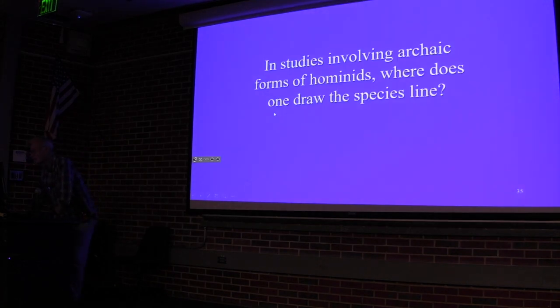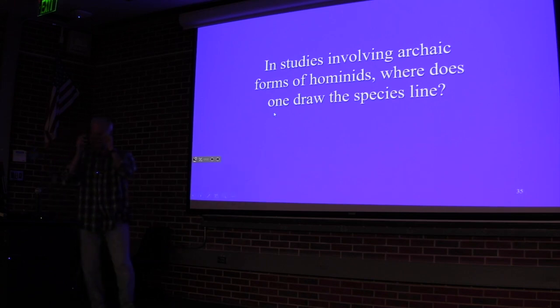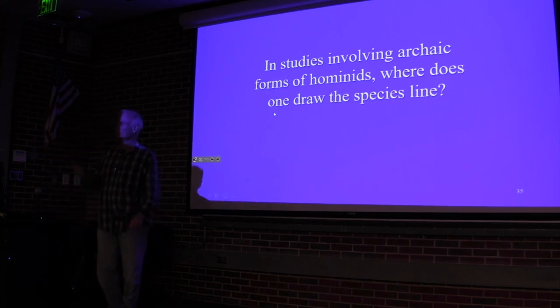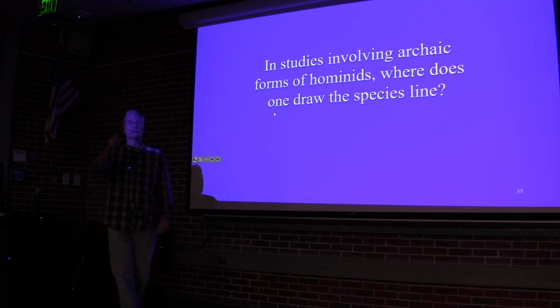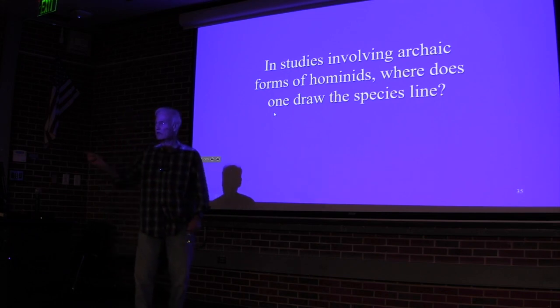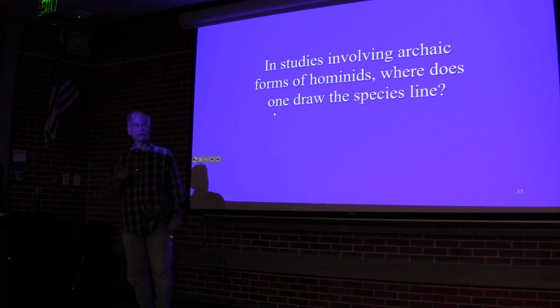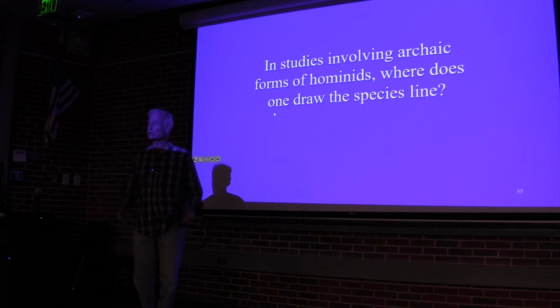Studies involving the archaea. Where does one draw the line of species? See, we're back again to species. Is it a thing? Species are defined by no longer having genetic exchange. You can't mate. But here we are mating with Neanderthal. So that means, by definition, Neanderthal is not a species.